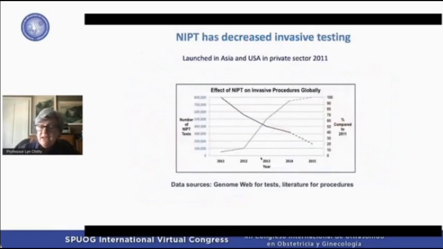But nonetheless, using NIPT as a screening test for Down syndrome has significantly decreased invasive testing. And even as early as 2015, you can see how as the use of NIPT increases, as the number of NIPT tests increases, the number of invasive tests falls.